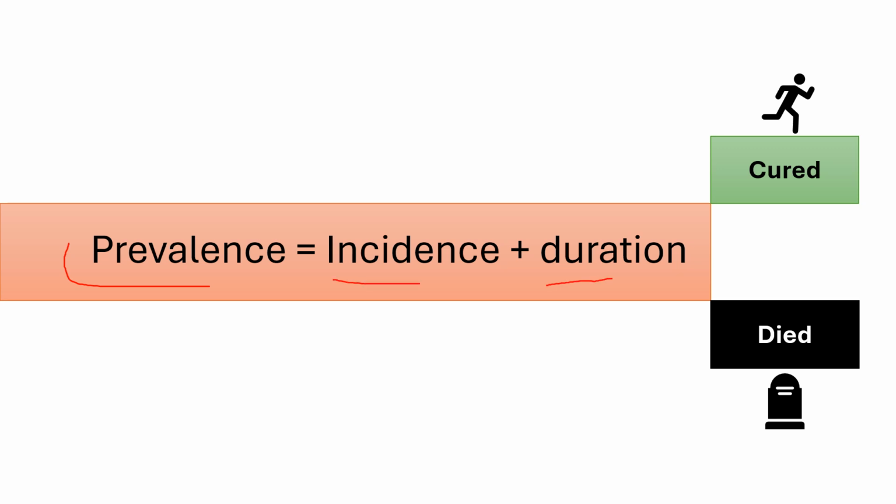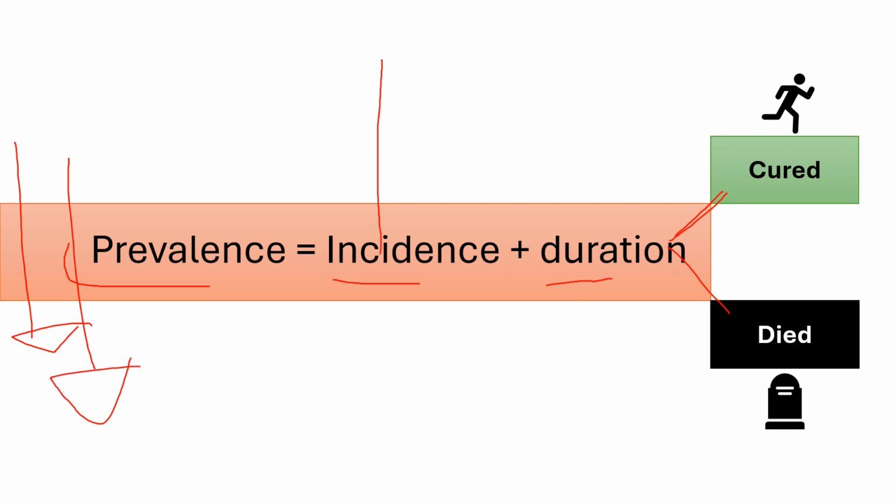The outcome of any disease is either cured or the patient died from the disease. If the patient is cured, this will decrease the prevalence. If the patient died, this will decrease the prevalence. If the incidence of disease increases, the prevalence, or the number of patients with disease, will increase.